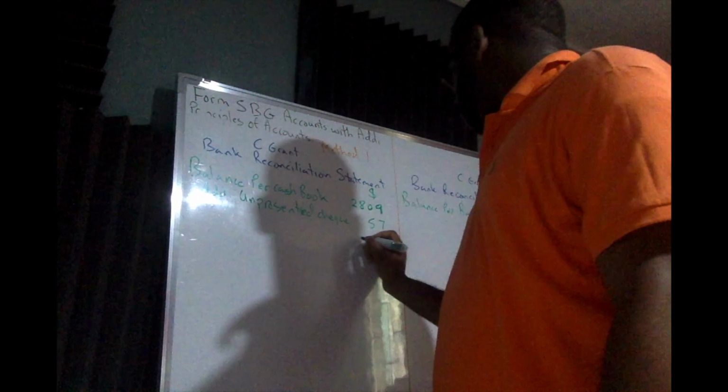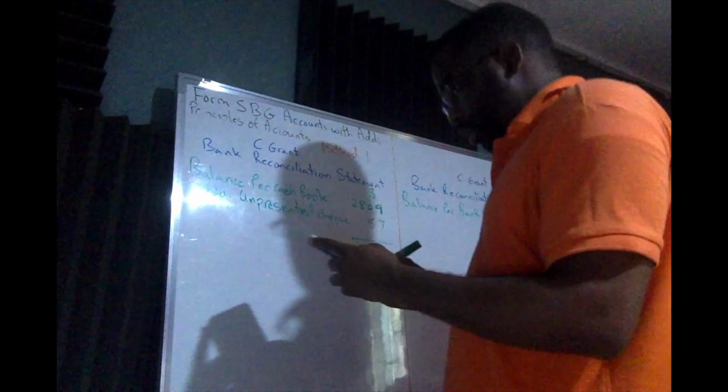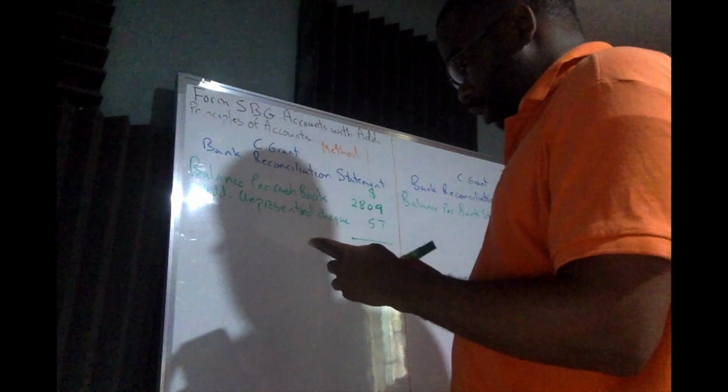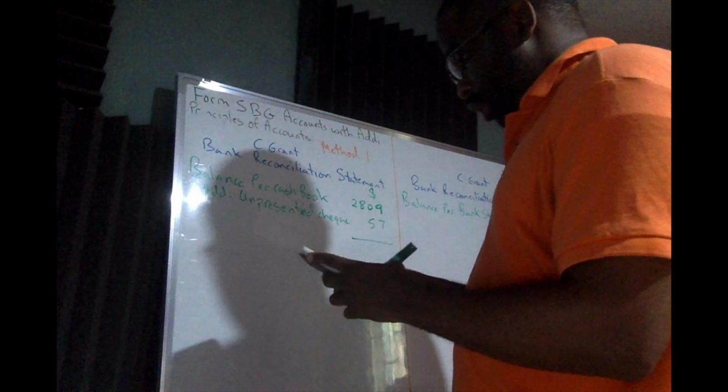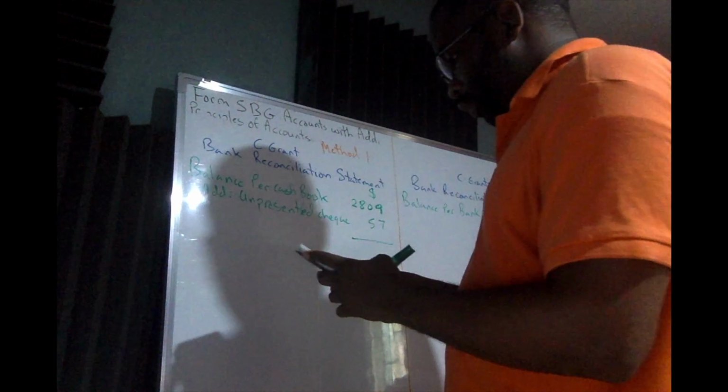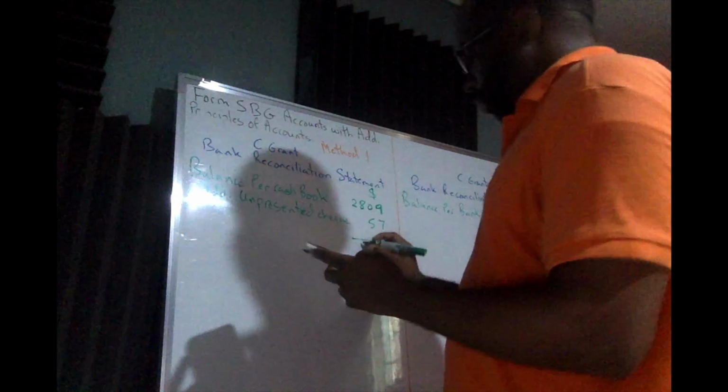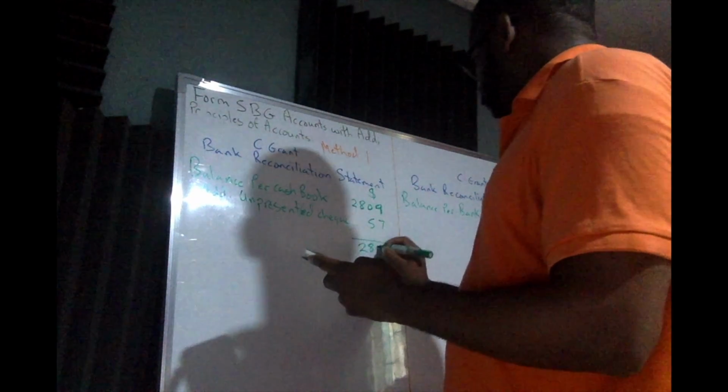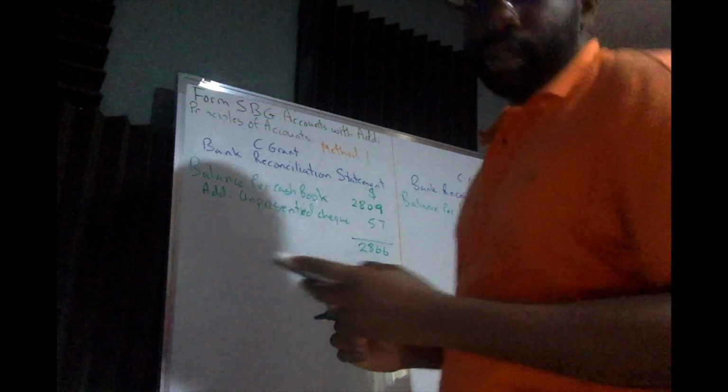So after adding that, we're gonna total those figures together. 2809 plus 57 will give us 2866. Right?